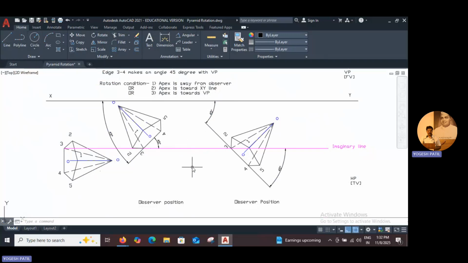Keep in mind that in AutoCAD, the angle is measured in an anti-clockwise direction against the imaginary line if it is positive, and it is measured in a clockwise direction if you enter a negative value. Thank you. I hope the pyramid rotation is clear to you.